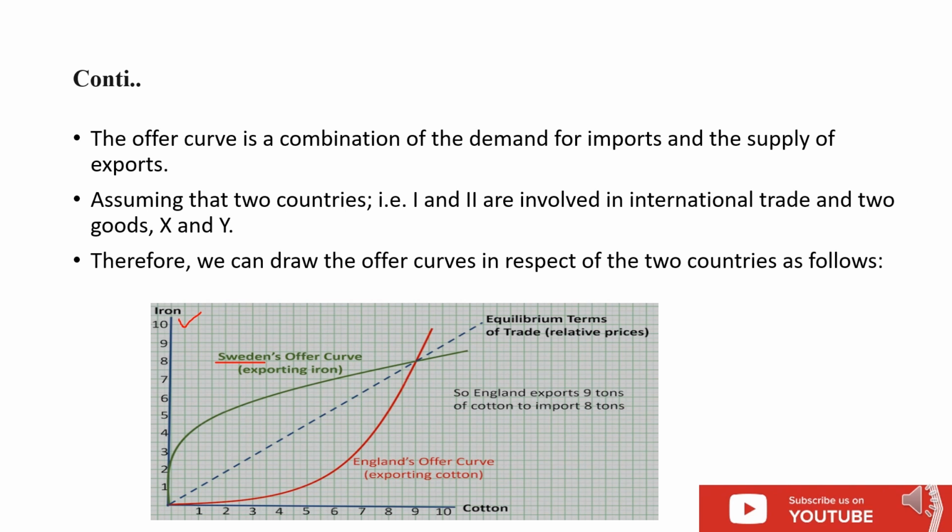And both the countries' offer curves intersect each other at point E. This is point E, or the equilibrium point, or this is the terms of trade TOT line.